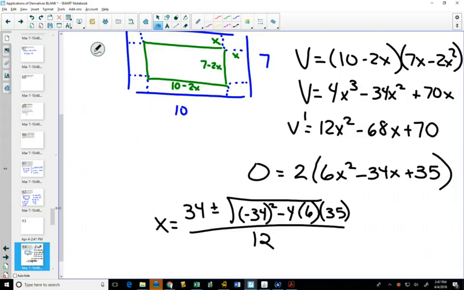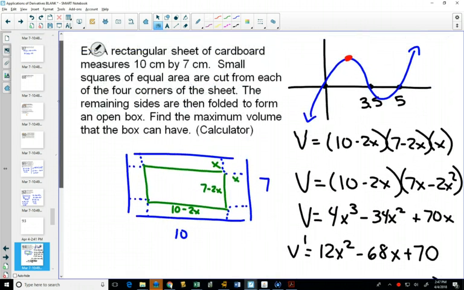Plus or minus, you have to check. The other thing about the plus or minus, you have to check the x value that you get. There might be more than one answer here, but what we're looking for is what makes sense within the scope of the question. And in the scope of the question, and that's why I drew the graph here, only a value of x between 0 and 3.5 makes sense. Because if you cut out anything larger than 3.5, you're not going to get any cardboard left to fold up.